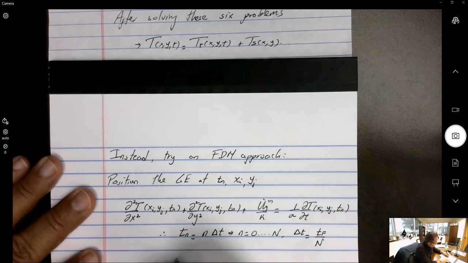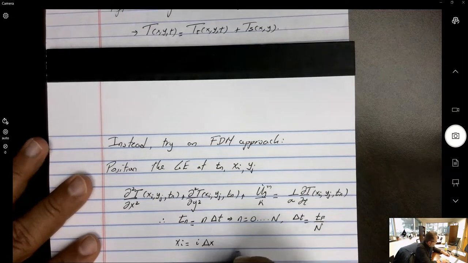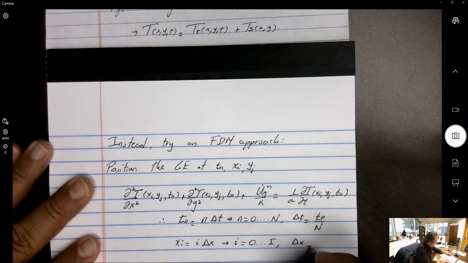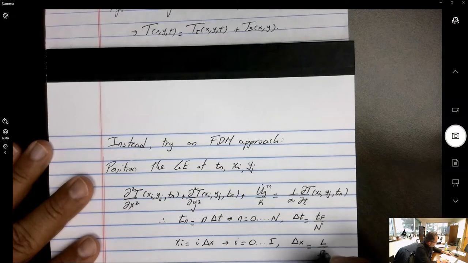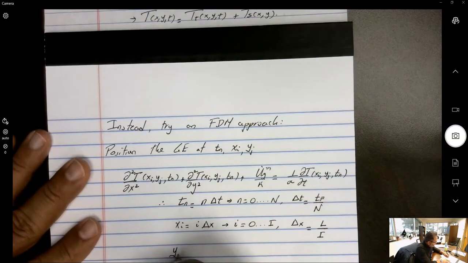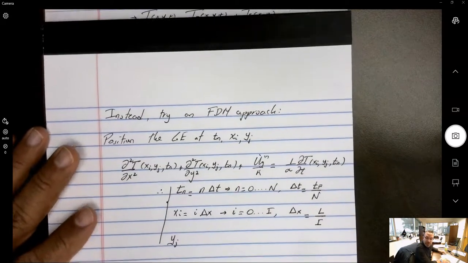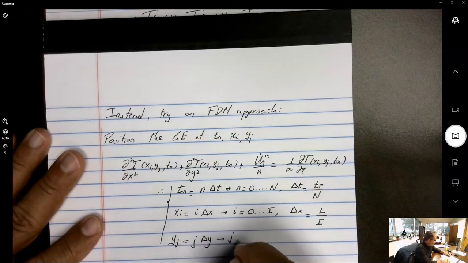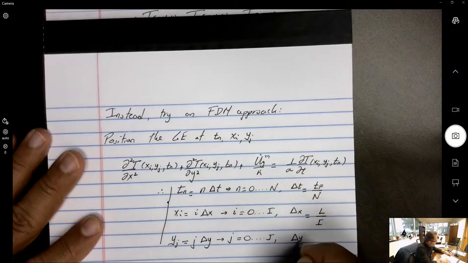Likewise, x_i is equal to i times delta x, such that i goes from 0 to big I, and delta x is equal to L divided by big I. And y_j is a discretization of the vertical dimension, is j times delta y, where j goes from 0 to big J, and delta y is just simply L divided by J.